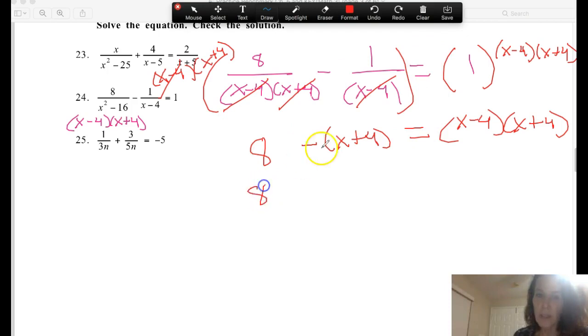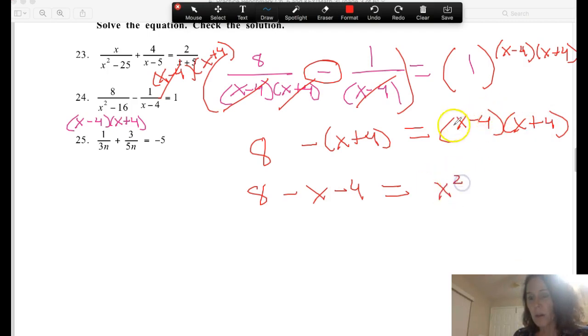So I'm going to have 8 minus x distribute minus 4. That distributing is what messes most people up. Careful when there's a minus, guys. That has to multiply by that, and then that has to distribute to both terms. Multiply this back out. This is going to be x squared.